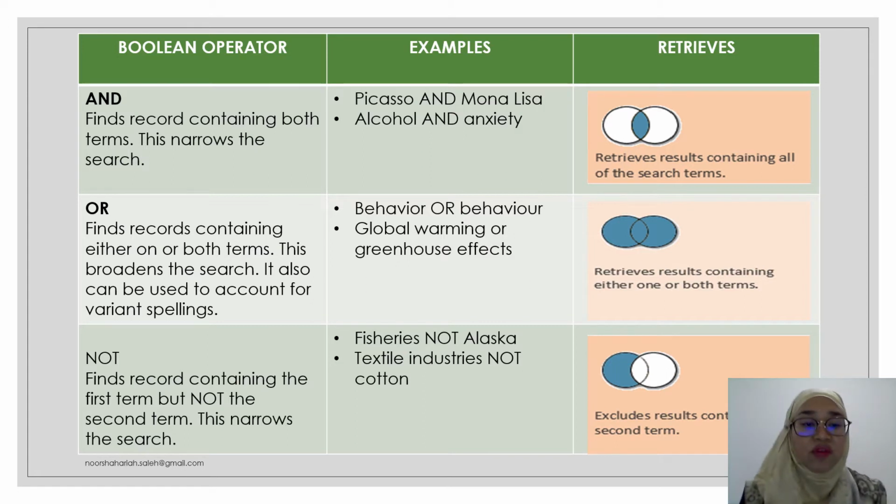Okay, if you choose to use the word not, find records containing the first term but not the second term. So if you have fisheries, not Alaska, all of the search results will be focusing on fisheries, and they are not going to provide you with any fisheries related to Alaska. The same goes for textile industries, not cotton. Anything where the word cotton is mentioned is not going to be provided or included. Okay.